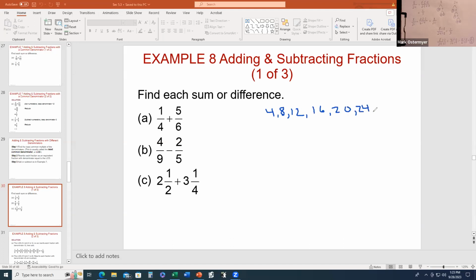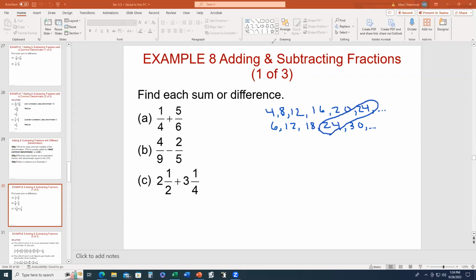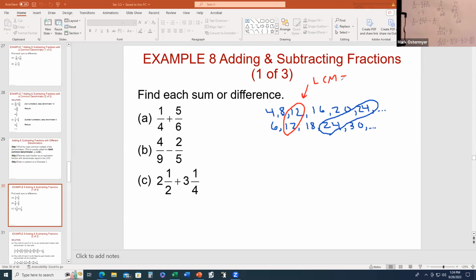These are common multiples of 4, and of course, there's an infinite number of them. Common multiples of 6 would be 6, 12, 18, 24, 30, etc. Now, ladies and gentlemen, check this out. Notice 24 is a common multiple of 4 and 6, but is it the least common multiple? No, not the least. We can go smaller than 24. 12 is called the least. That is the least common multiple, or the least common denominator, of 4 and 6.